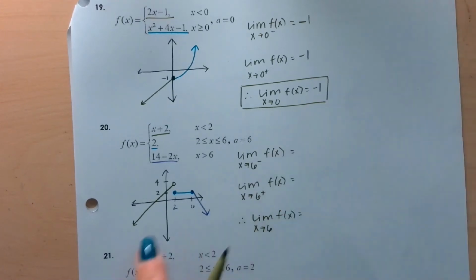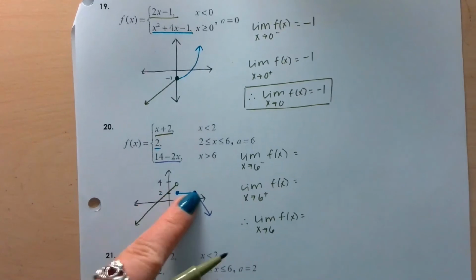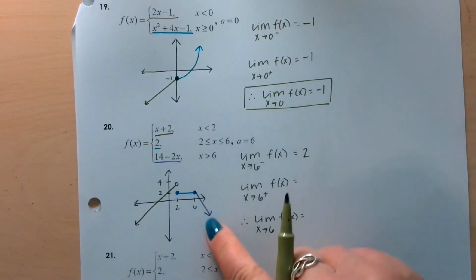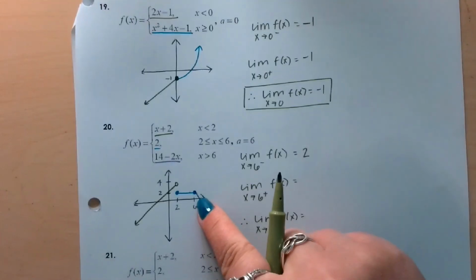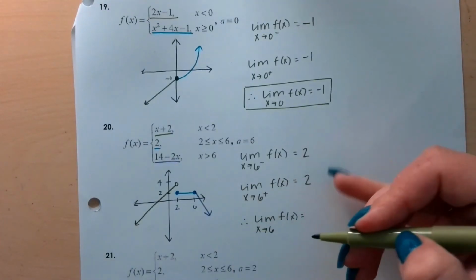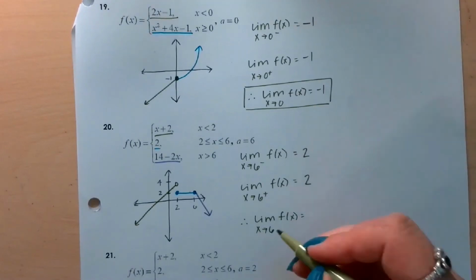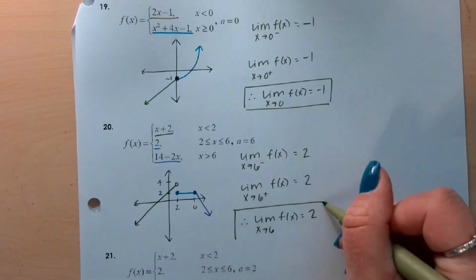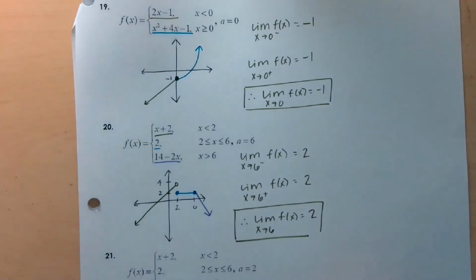Okay, so approach 6 from the left, that gives us 2. We approach 6 from the right, it's going up, it's also going to give us 2. So since our limits from the left and the right are the same, the limit as x approaches 6 of f of x is 2. Okay.